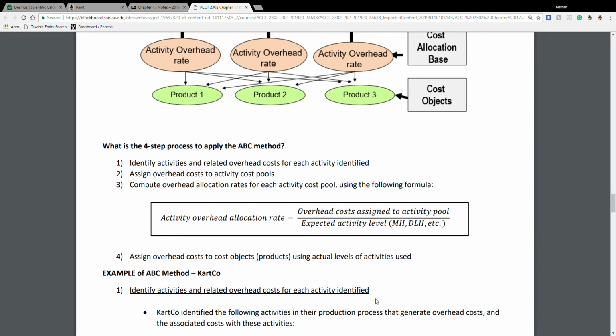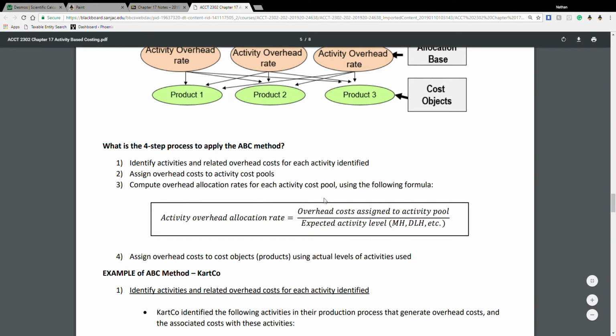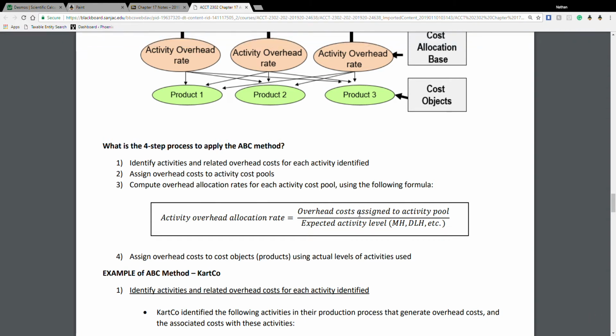And so we like to usually put this in 4 steps. We love our 4-step programs. Again, it makes life a little bit easier. So we're going to start with identifying. We have to identify our activities and the related overhead costs. 2, assign overhead costs to those cost pools. So we're creating those. Then 3, compute our overhead allocation rate. Notice, the formula is about the same as department. We take our overhead cost assigned and we divide it by its activity level. Okay? So a lot of the rates are being computed right now. And then last, we assign the overhead cost to those cost objects, usually by the level of activity used.